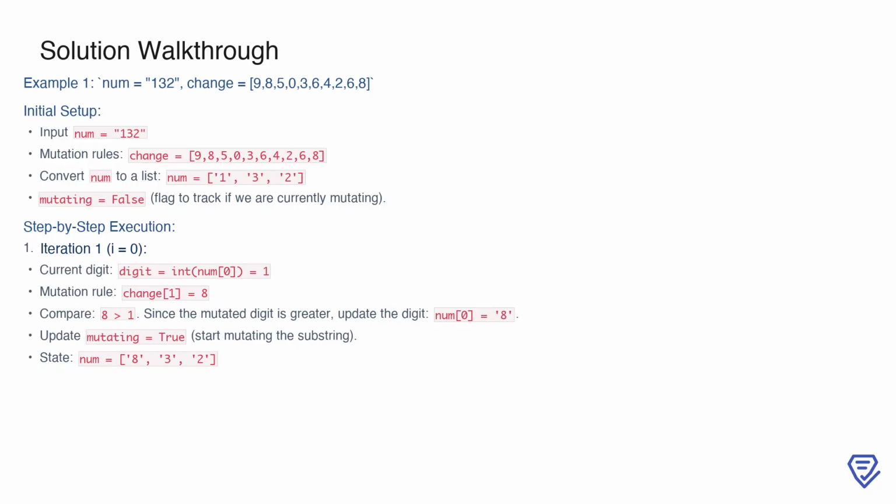Now, for the first iteration at index 0, the current digit is 1. Using the mutation rules, we see that change, 1, is 8. Since 8 is greater than 1, we replace the digit at index 0 with 8. At this point, we set mutating to true, indicating that we have started mutating the substring. After this step, the state of number becomes 8, 3, 2.